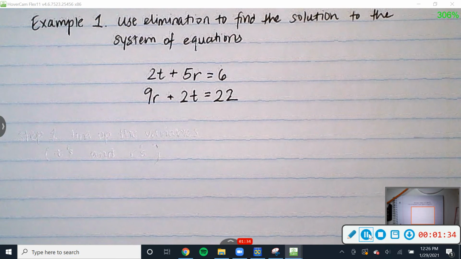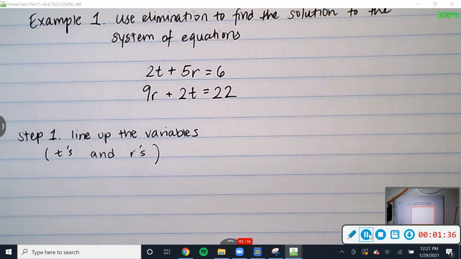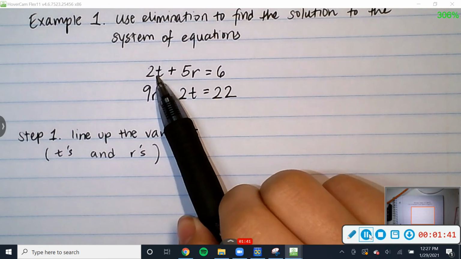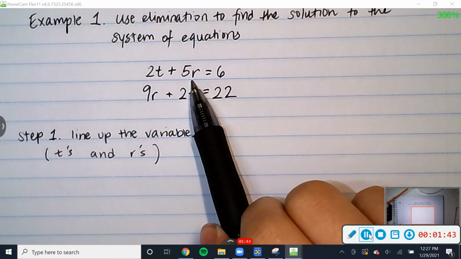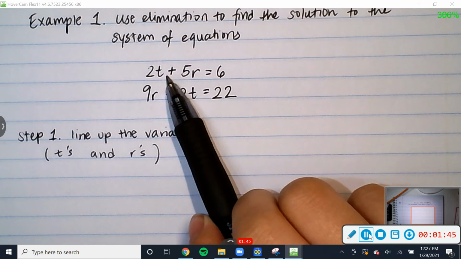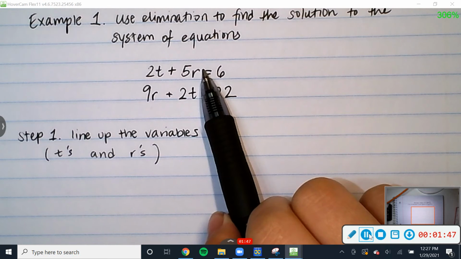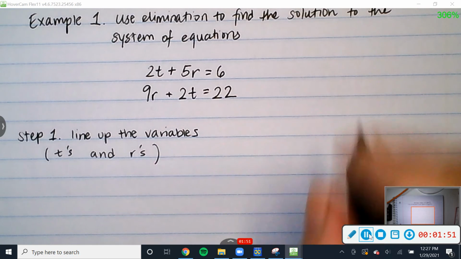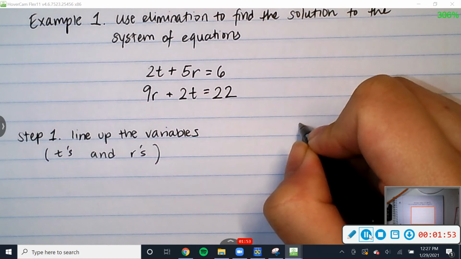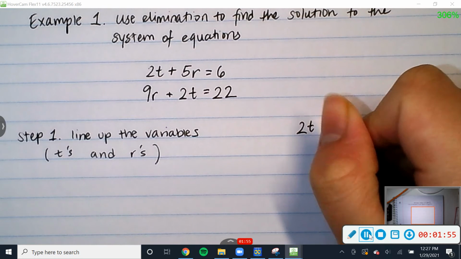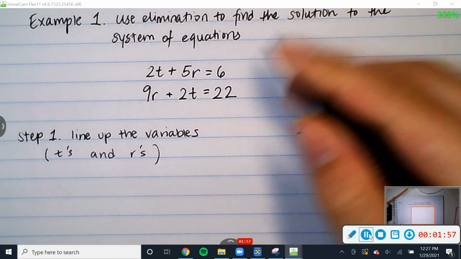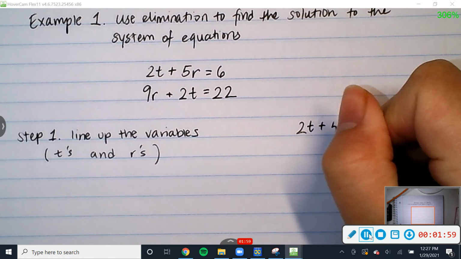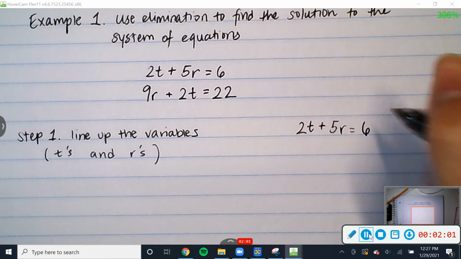Here I wrote the first step, which is to line up the variables. In this case, our two variables are t and r. So what I'm going to do is rewrite it so that the t's are lined up and the r's are lined up. So the first one, I'm going to keep the same. I'm not going to move anything in the first equation. I'll just copy the exact same thing down: 2t plus 5r equals 6.